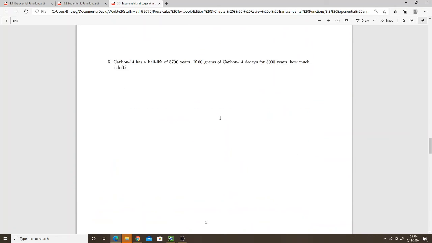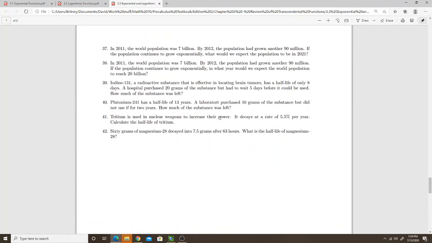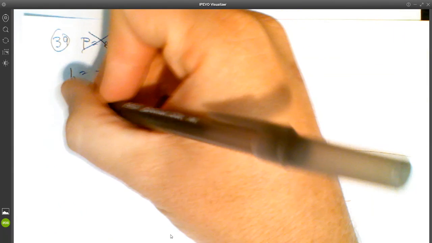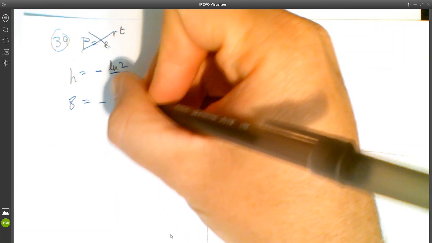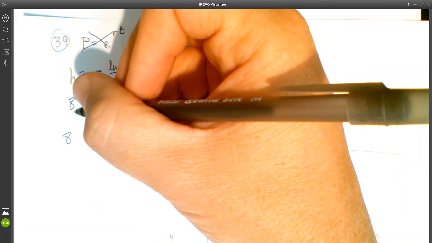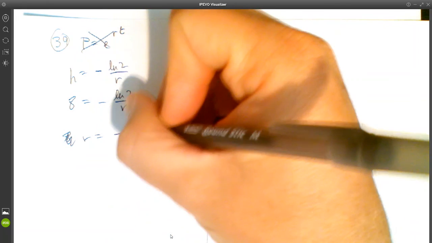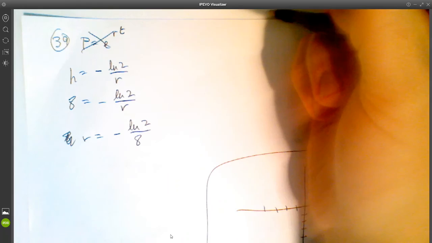Our half-life in this problem is 8 days. So I'm going to say 8 equals negative ln2 over decay rate, right? In other words, I would multiply both sides by r and then divide by 8. So I say r equals negative ln2 over 8. That's the decay rate.